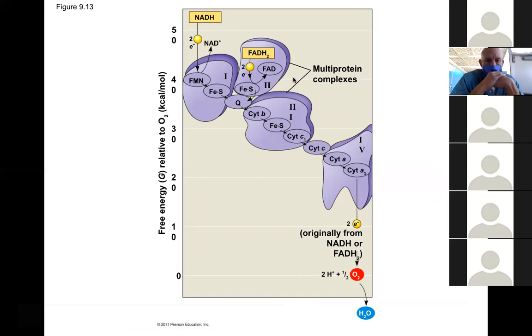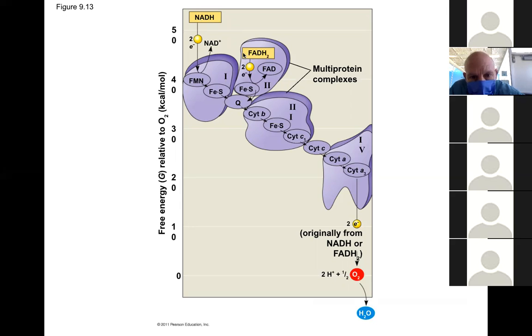NADH. Which one? NAD. NAD, why? I'm looking at the free energy relative to O2, so it seems like it has more free energy. Yeah, it's starting further up the stairs, isn't it? Here, if I take the electrons way up here, they fall, they fall, they fall, they fall. Every time they fall, I'm releasing energy.